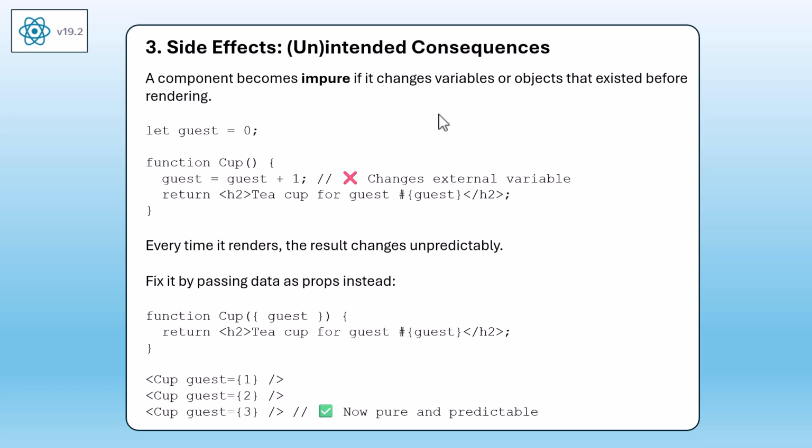In programming, this leads to bugs that are hard to track down and behavior that changes unexpectedly depending on when or how often something is rendered. To fix this, instead of letting components modify outside data, we pass the data they need as props. That keeps every render self-contained and predictable. It's also important to understand that React doesn't guarantee the order in which components render. Each component should work independently, just like individual equations in a math test. One shouldn't depend on another to do its job.